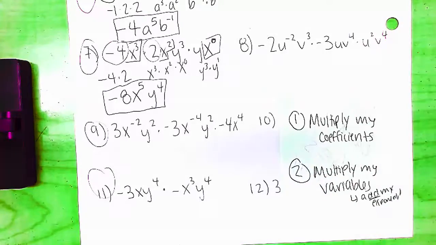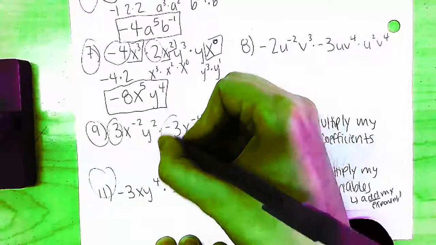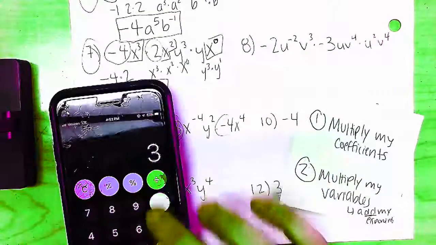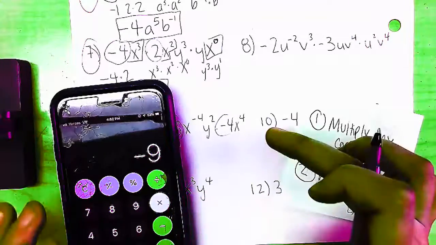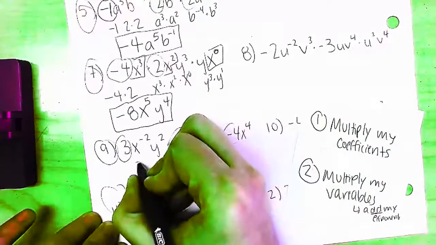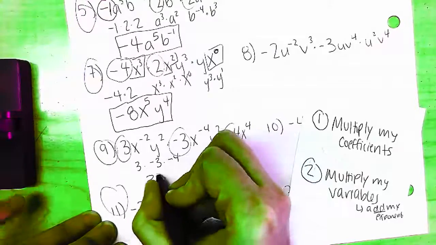Almost there, guys. Step 1, multiply my coefficients. I'm looking at a 3, at a negative 3, and at a negative 4. So 3 times negative 3 gives me negative 9 times a negative 4 gives me 36. So 3 times negative 3 times negative 4, that gave me a positive 36.